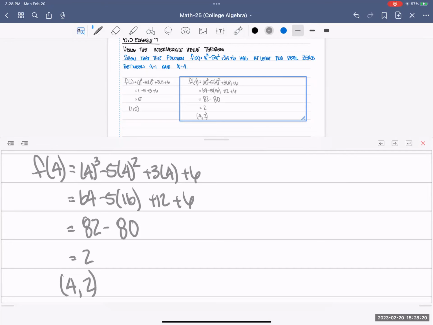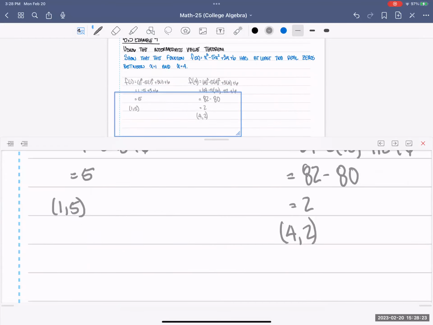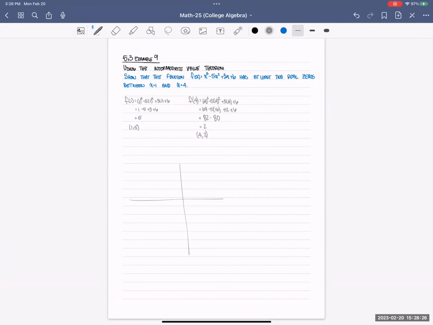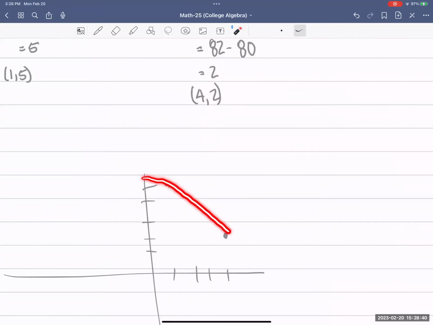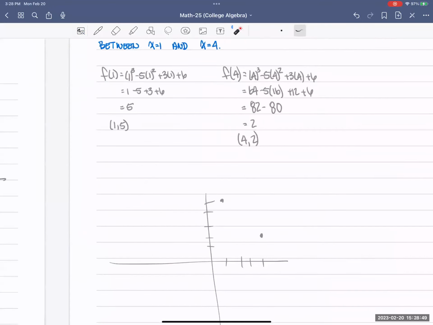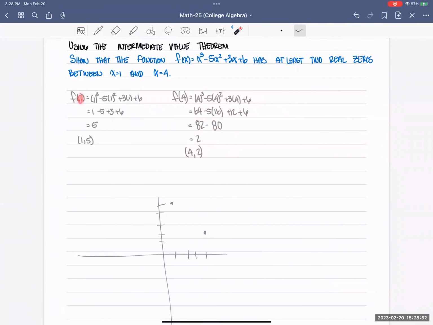All right, so far we don't really have much to go off of. If we were to graph these two points, we have 1 comma 5 and 4 comma 2. So far we know for sure, because it's continuous, that it hits at least each one of these points here. But what we're trying to prove is that it crosses 0. Since we have 1 and 4, why don't we look at all the different values, or at least whole numbers, 2, 3, and 4. So let's try f of 2 next.